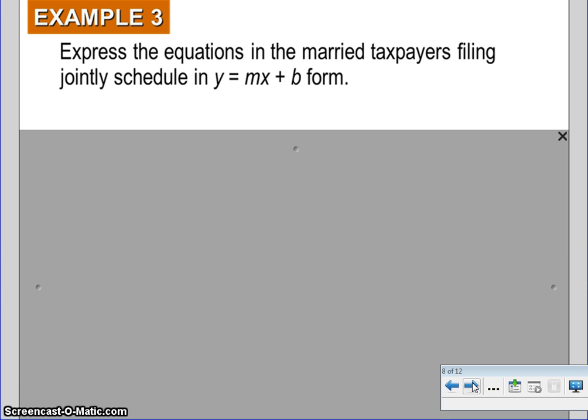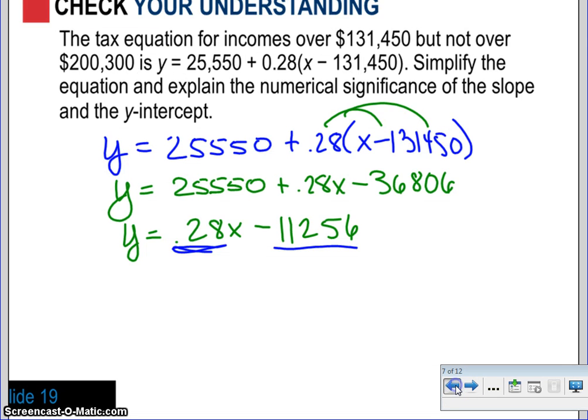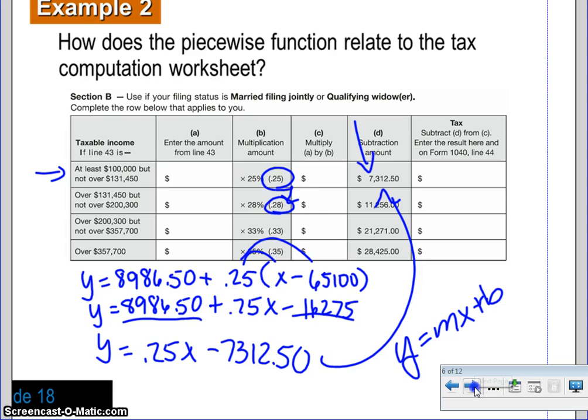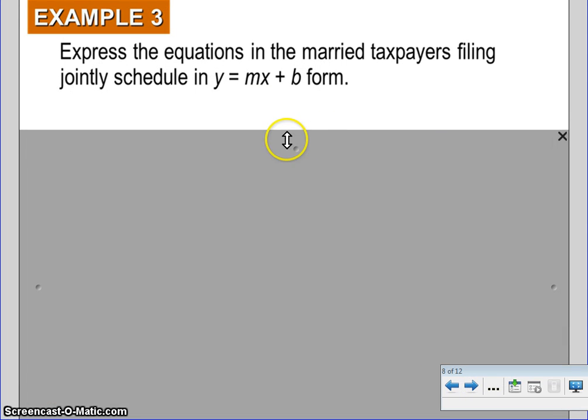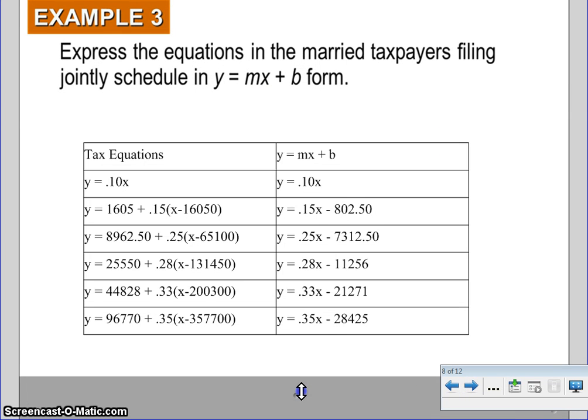All right, example 3 asks you to express the equations in the married taxpayers filing jointly schedule in y equals mx plus b form. So we're basically going to take this and get them all into slope-intercept form. And I've gone ahead and done that right here. So go ahead and press pause. Please copy these down, all of them here in this chart. And when you're ready, go ahead and come back.